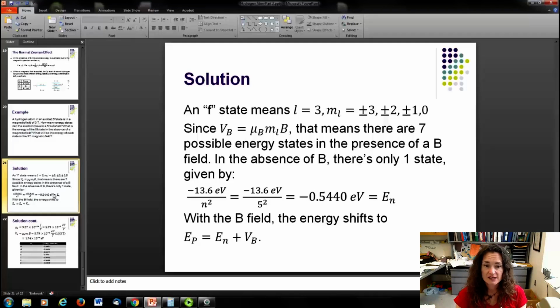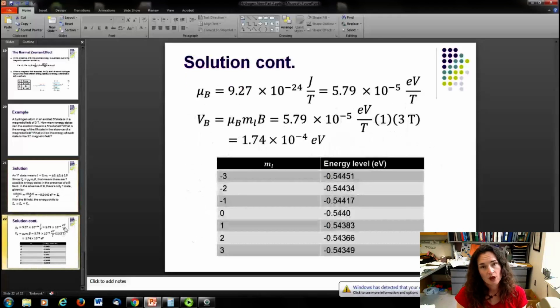And that is given by minus 13.6 eV divided by n squared, and here n is equal to 5. So that's minus 13.6 eV divided by 25, which gives you minus 0.544 eV. So that's our energy. Now, with the B field on, the energy is going to shift from that value of minus 0.544 eV. How will it shift? Well, the Bohr magneton is 9.27 times 10 to the minus 24 joules per Tesla.